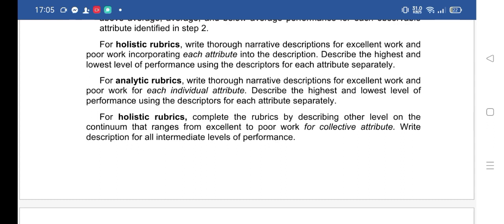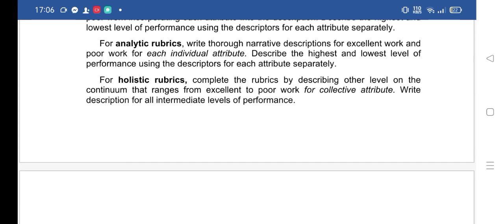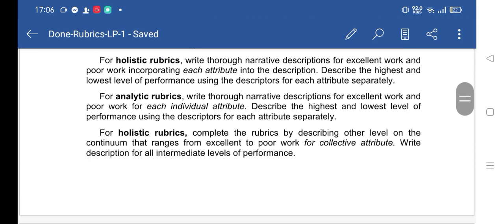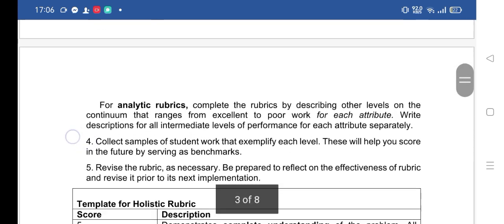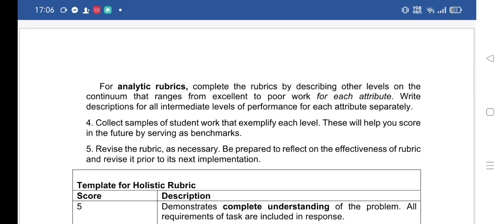For holistic rubrics, complete the rubric by describing the other levels of the continuum that ranges from excellent to poor work for the collective attributes. Write descriptions for all intermediate levels of performance. For analytic rubrics, complete the rubric by describing other levels on the continuum that ranges from excellent to poor work for each attribute. Write descriptions for all intermediate levels of performance for each attribute separately.